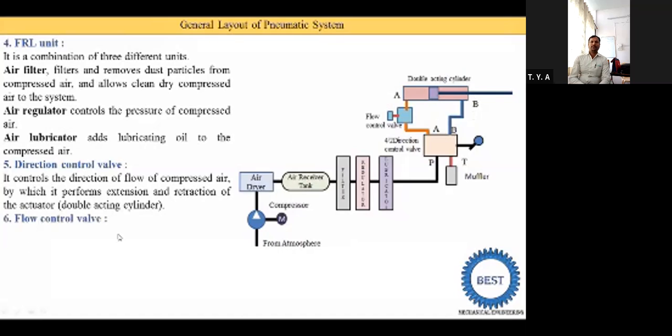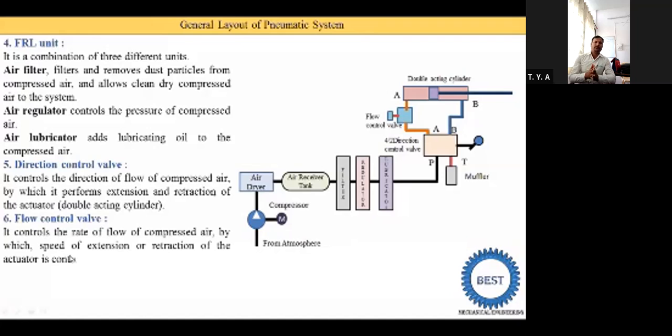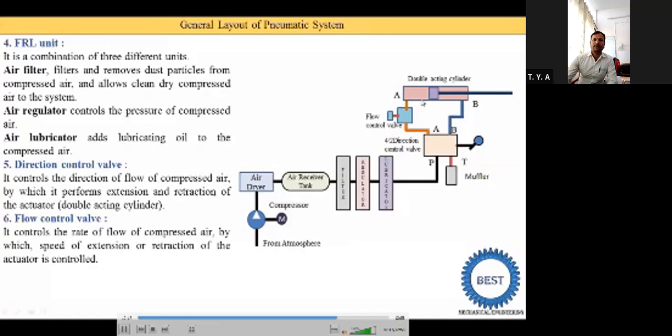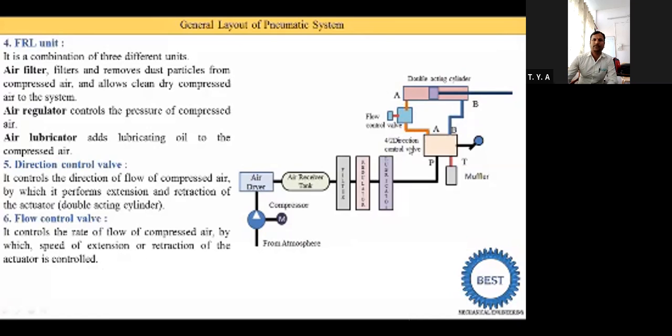Also from the name we understand that it controls the flow rate of the compressed air, meaning it controls the quantity of compressed air supplied, that is Q. It controls the rate of flow of compressed air, by which the speed of extension and retraction of the actuator is controlled. By changing the flow rate of the compressed air, we are able to control the speed of the piston. So extension and retraction change according to the flow rate.